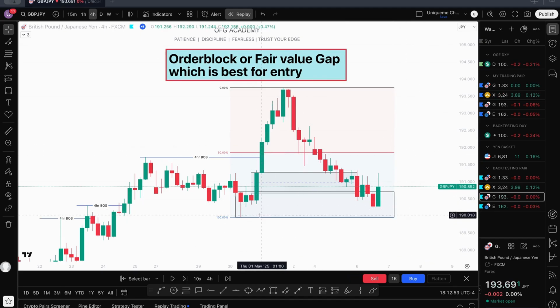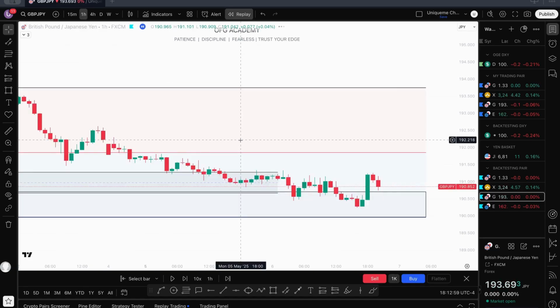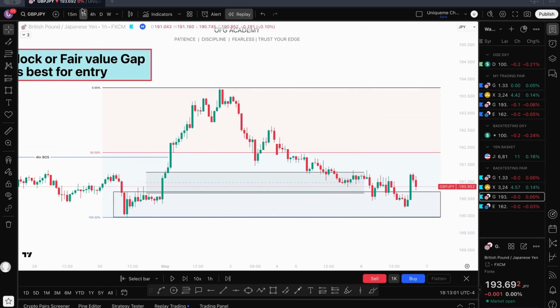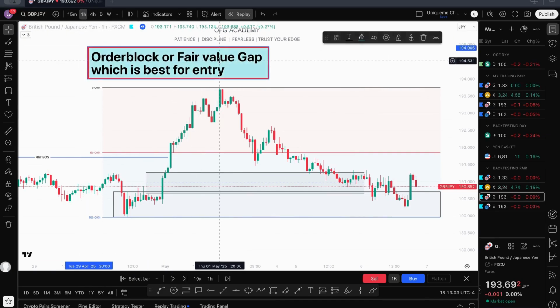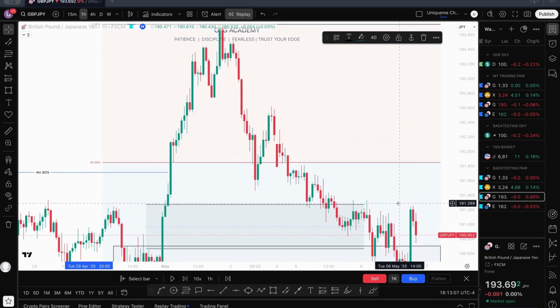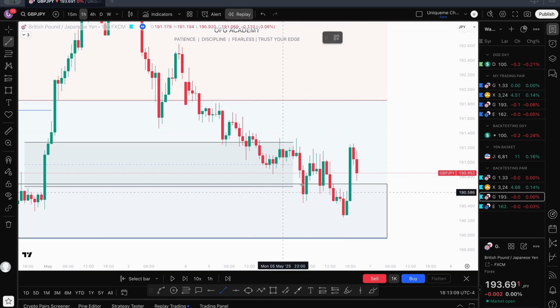Now, what will you do next in this kind of scenario? You can come down to a lower time frame. It can be 1 hour, that's a time frame lower, or it can be 15 minutes. It all depends on you. But on 1 hour, what do I see? I see a shift in market structure here.